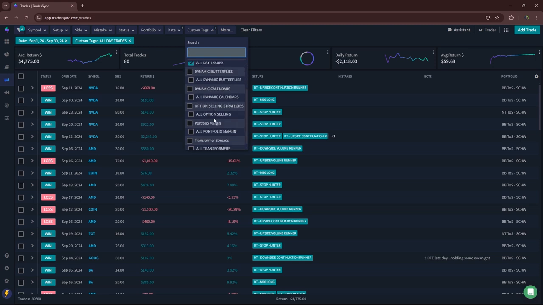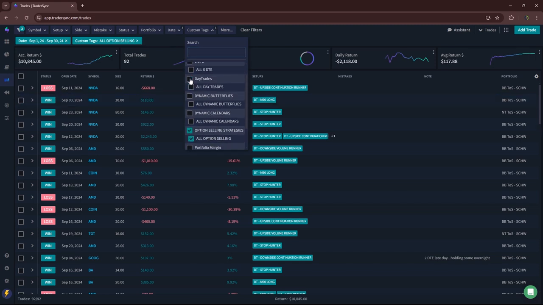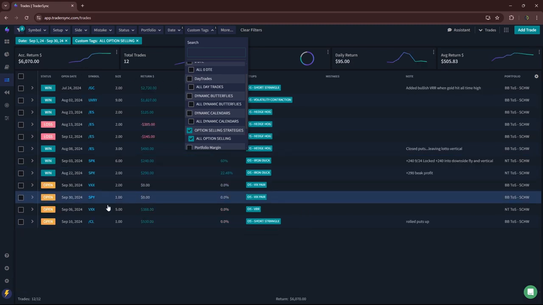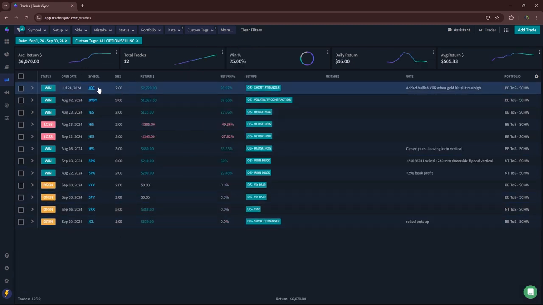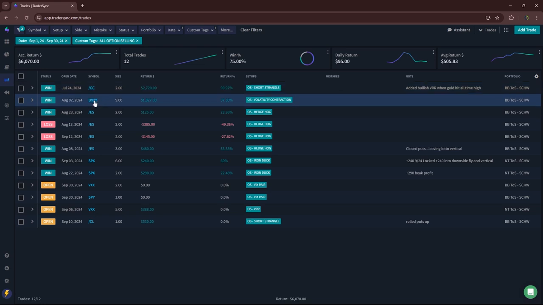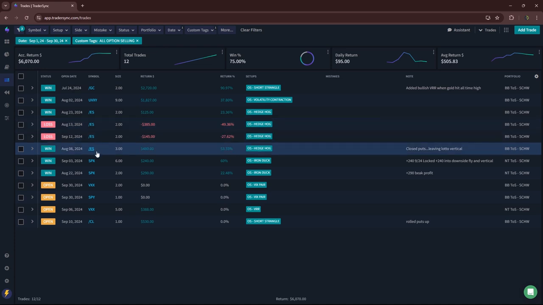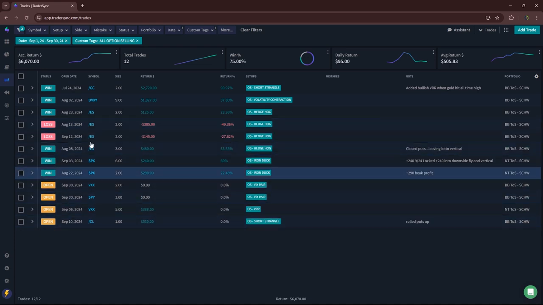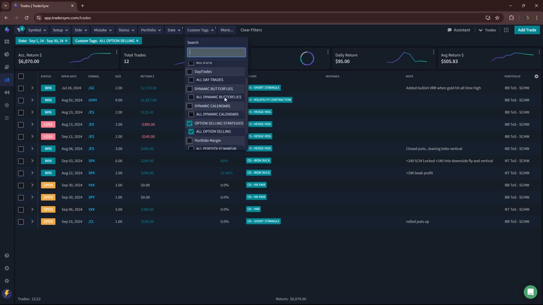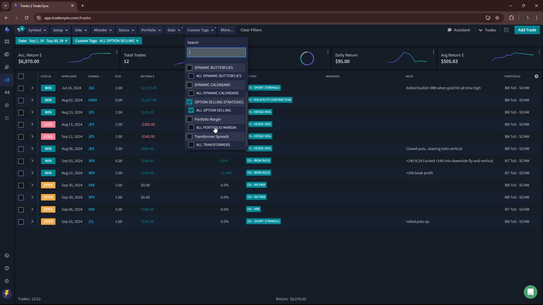Next category, option selling. A little over 6K. Had a nice winner in gold. Nice winner in UVXY. A couple small wins and losses in hedgehogs. And that's about it. These are open still. No portfolio margin. Lastly, transformers.